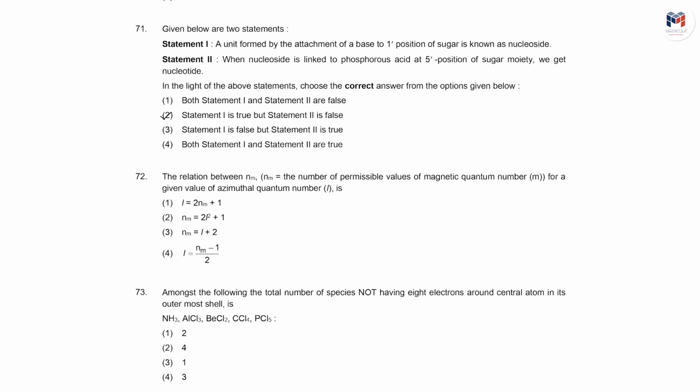Question number 72. The relation between Nm, where Nm is the number of permissible values of magnetic quantum number m for a given value of azimuthal quantum number l, is. The answer is option number 4. l equals Nm minus 1 by 2. Question number 73. Amongst the following, the total number of species not having 8 electrons around central atom in its outermost shell is NH3, AlCl3, BeCl2, CCl4, PCl5. The answer is option number 4.